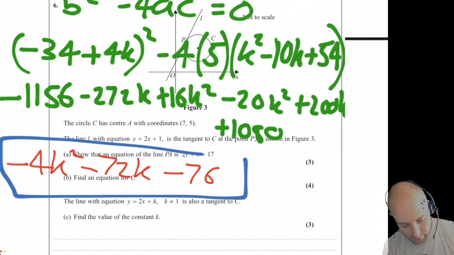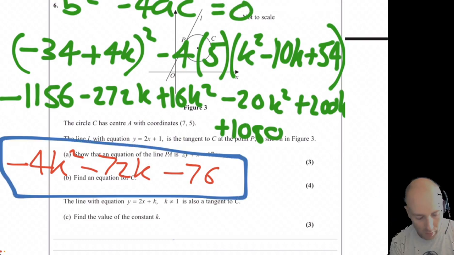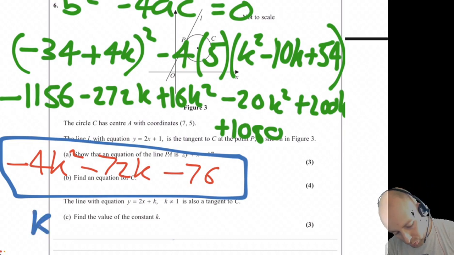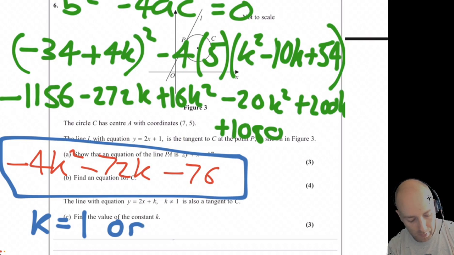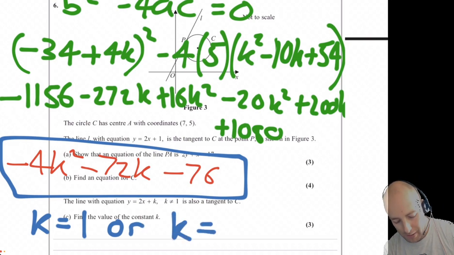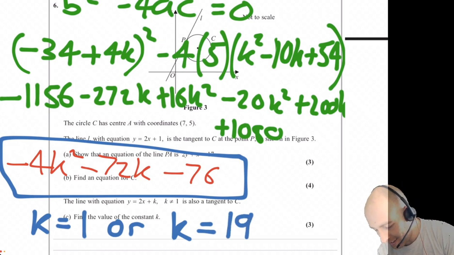Cool. Yeah, nicely done there, Tom. So if you factorize that, you get k equals 1 or k equals 19, off the top of my head, remembering from this morning. I will do that.